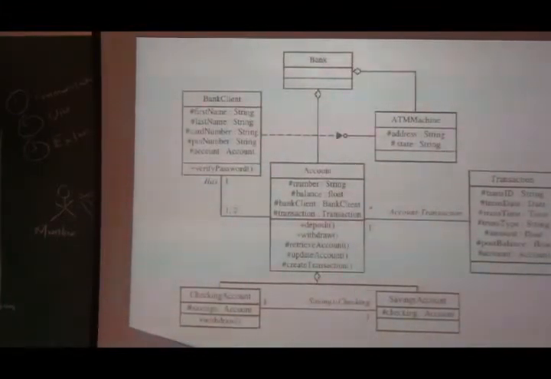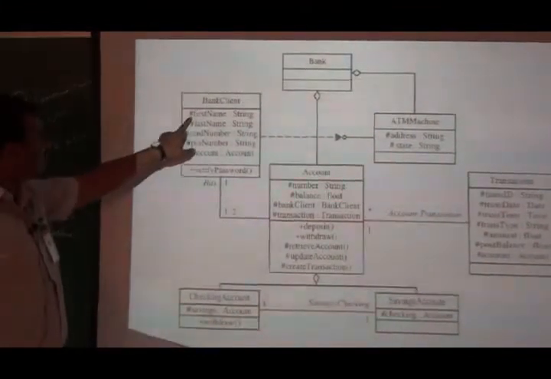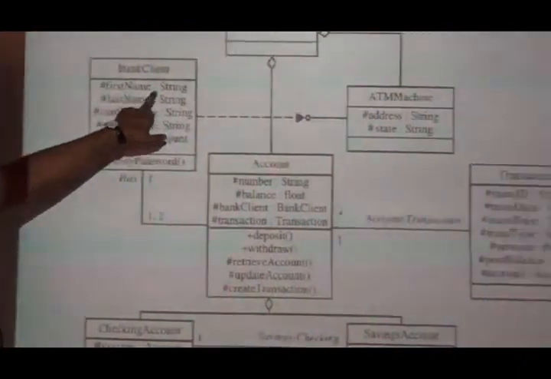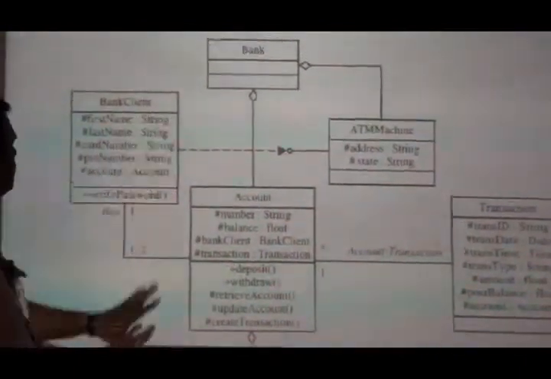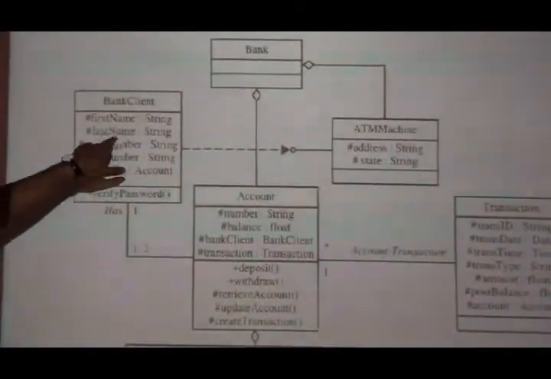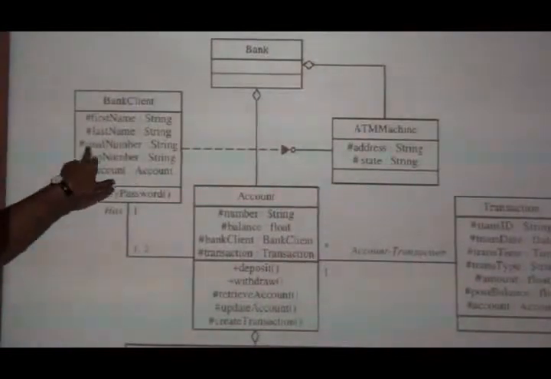This is the UML attribute presentation. It is protected. The first name is the attribute. What is the type? The type is string. The next attribute is the last name. What is the visibility mode? Protected, last name, colon, string. Then the card number.